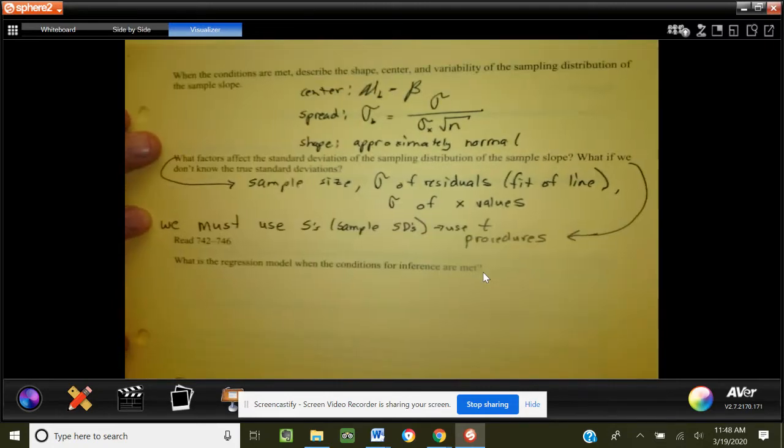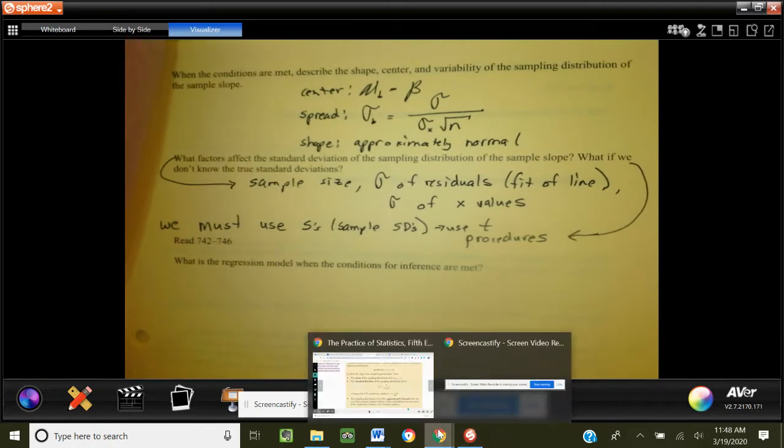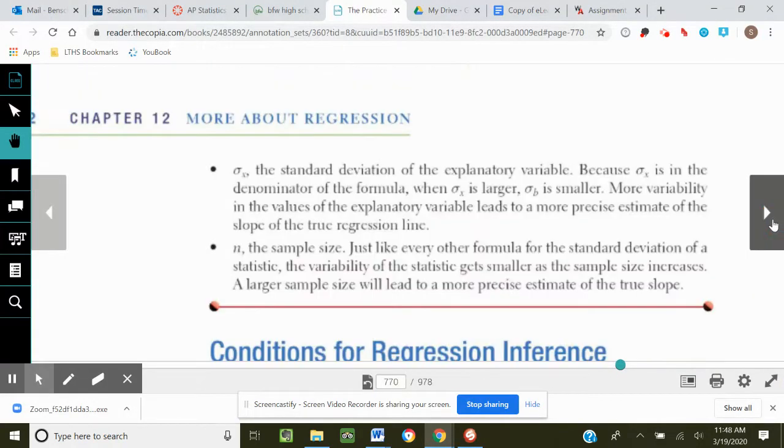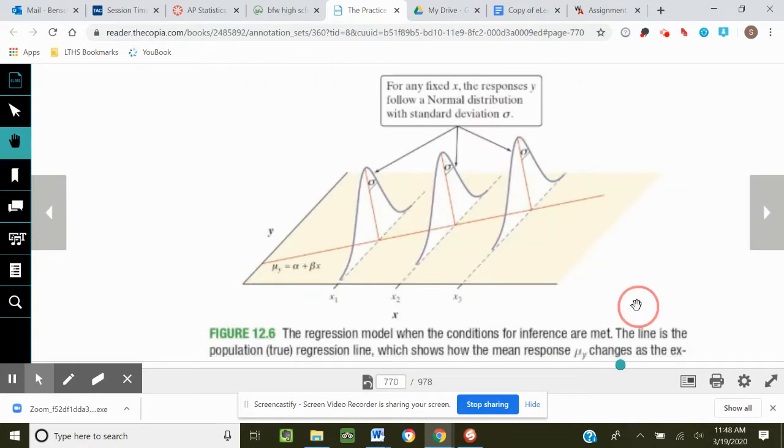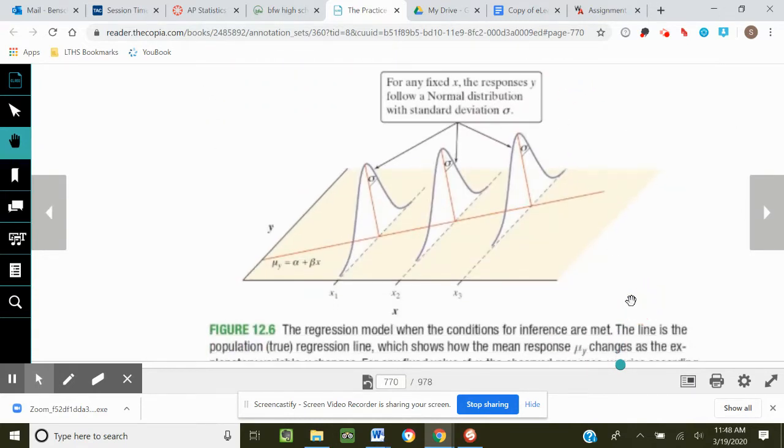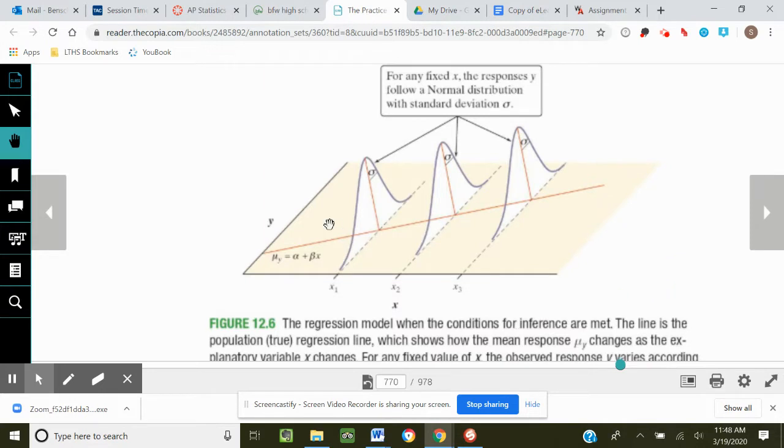All right, so next question is, what is the regression model when the conditions for inference are met? This is going to kind of lead us into what our conditions need to look like. Let's look at the picture. Might help here. This is on page 742. Where the conditions are going to come from are the thoughts that you see here in this picture. So if you look at the red line, that is our population LSRL.